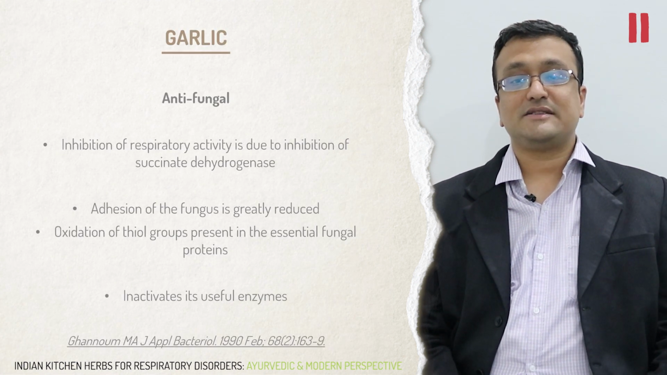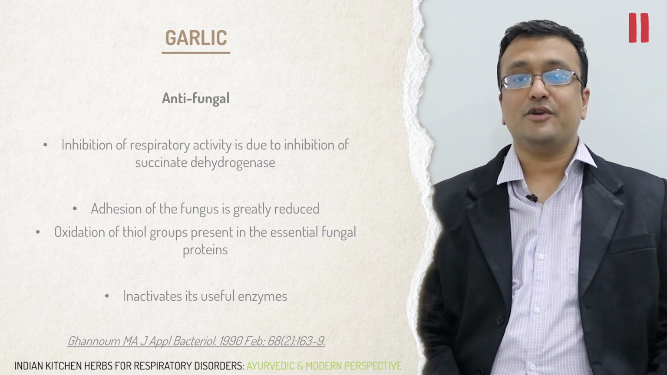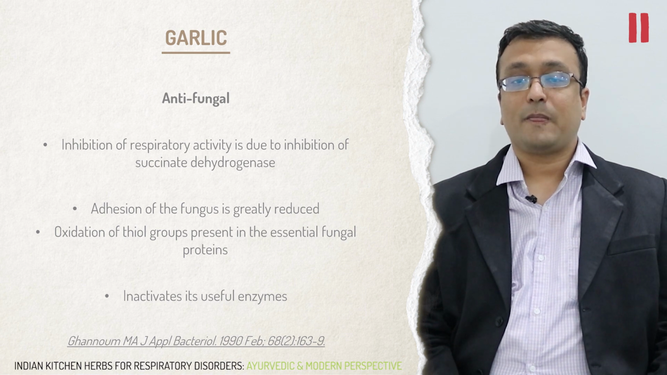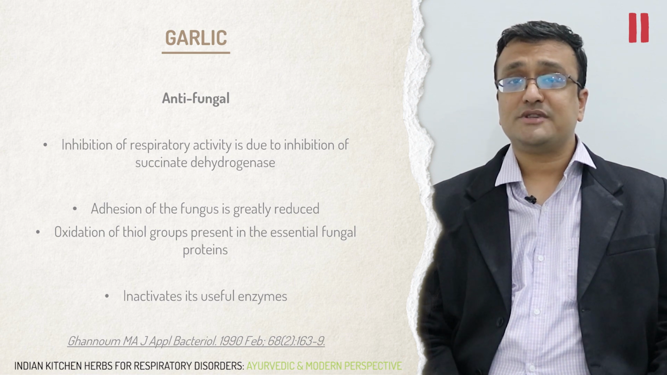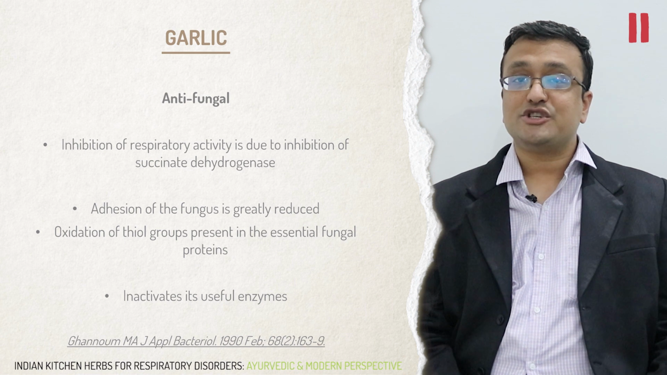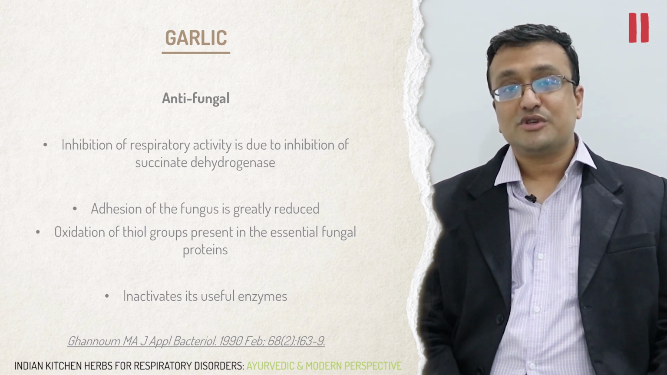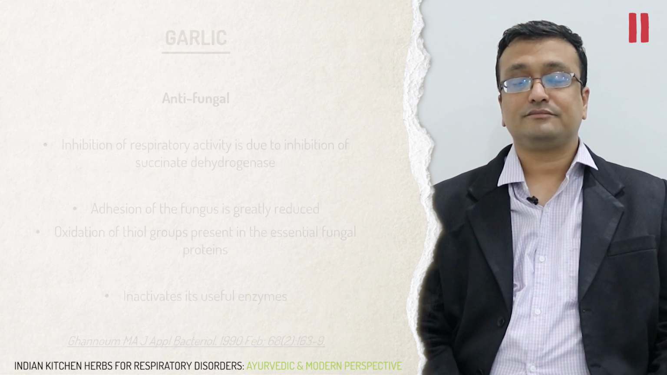In the case of fungus, garlic also inhibits the respiration of the fungus by inhibiting succinate dehydrogenase. It reduces the adhesion of the fungus to various surfaces. It also causes oxidation of the very important thiol groups present in the essential fungal proteins. It also inactivates the useful enzymes of the fungus.